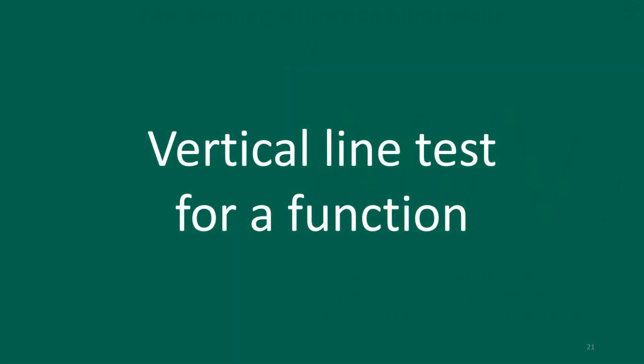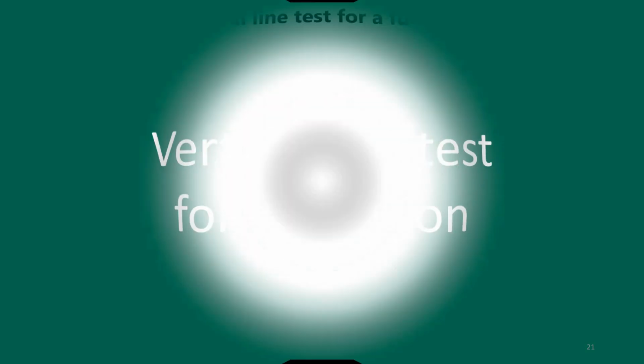Now there is a very important criteria, a vertical line test. That means a function cannot always be a function. So here I would like to tell you what is called the vertical line test for a function. Not every curve in the coordinate plane can be the graph of a function.